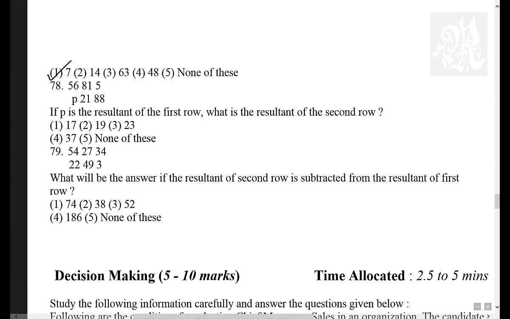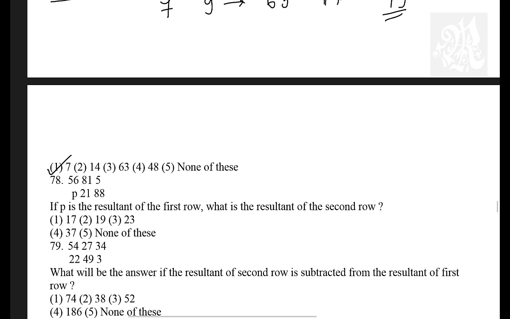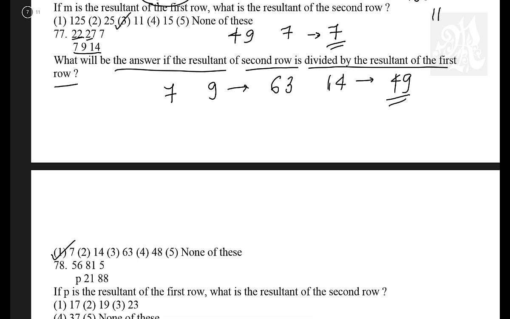Nice. You'll have 5 questions on this again, the same way. After the last one, 49 and 7. The question says, what is the answer if the result of the second row is divided by the first row? So 49 is supposed to be divided by 7. 7.